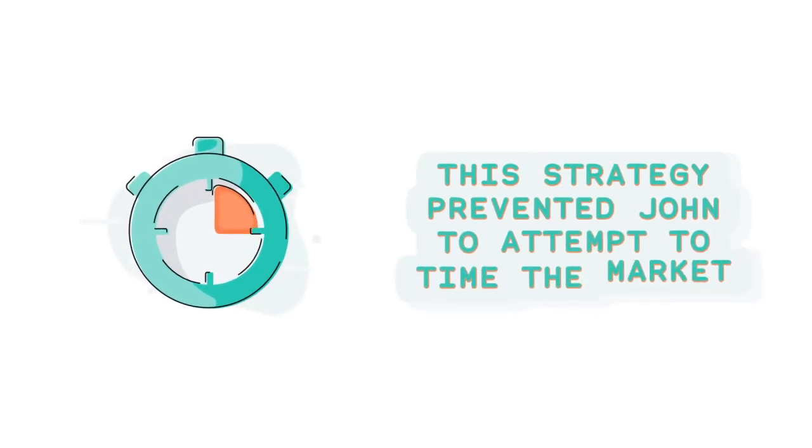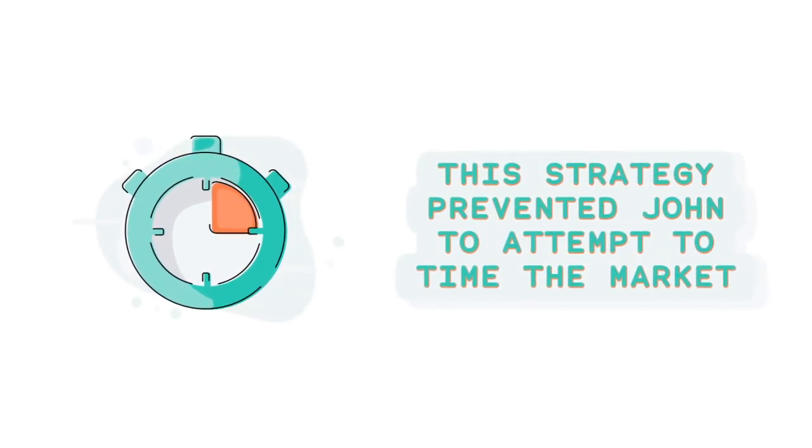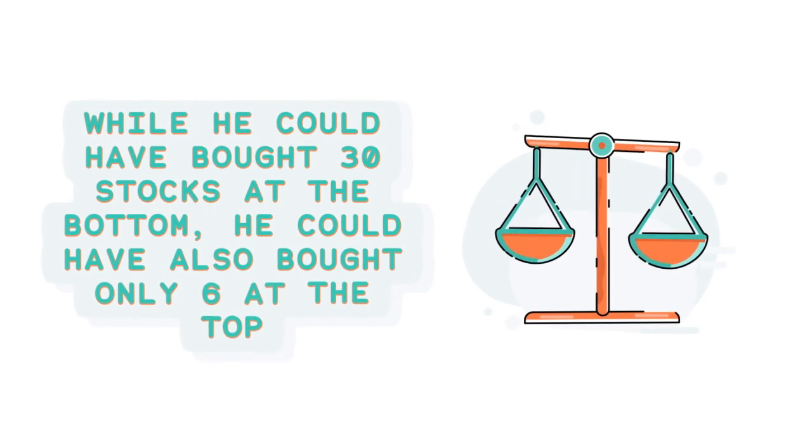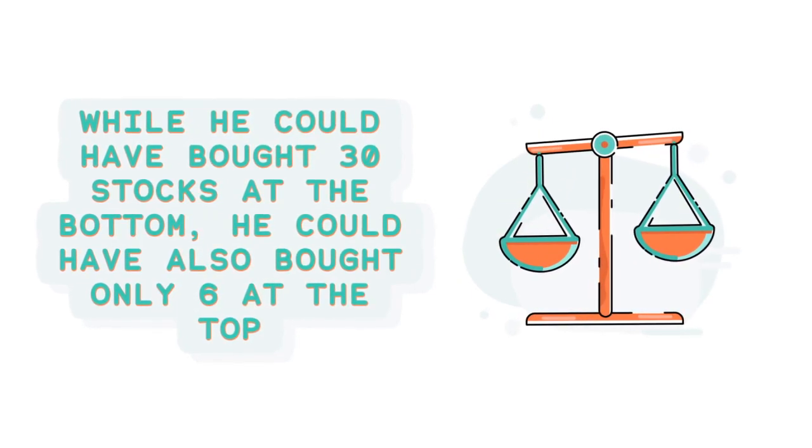This strategy prevented John from attempting to time the market. While he could have bought 30 stocks at the bottom, he could have also bought only 6 at the top.